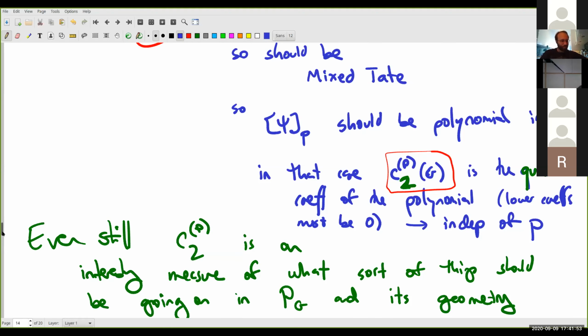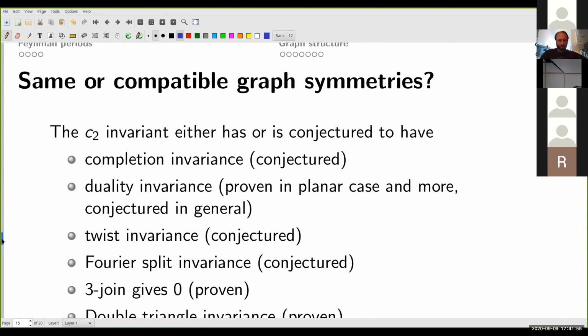Okay, well, I want to do some graph theory. And I told you a whole bunch about symmetries. Why did I tell you a whole bunch about symmetries? Well, if C2 is supposed to tell you something about the period, it better have, you better understand what's going to go on with these symmetries, these graph symmetries. And sure enough, the C2 invariant either has or is conjectured to have nice properties for all of these things. It should be completion invariant. I'm going to come back to that one.